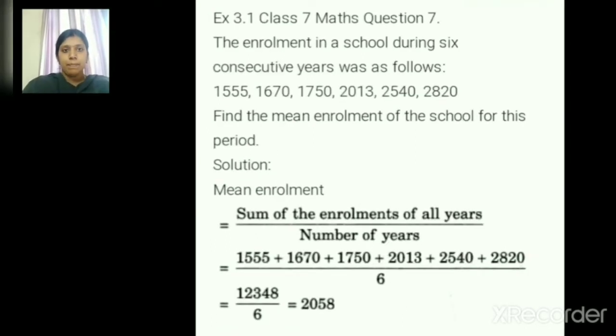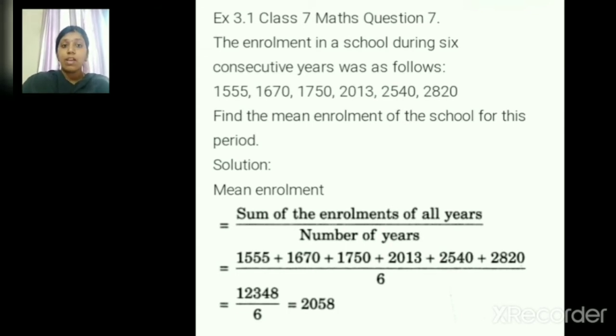Question number 7. The enrollment in a school during 6 consecutive years was as follows. Find the mean enrollment of the school for this period. Children, we have to find the mean. So we add all the years and divide by the number of years. Mean enrollment is equal to the sum of enrollment of all the years divided by the number of years. How many years are there here? 6 years. So divided by 6.